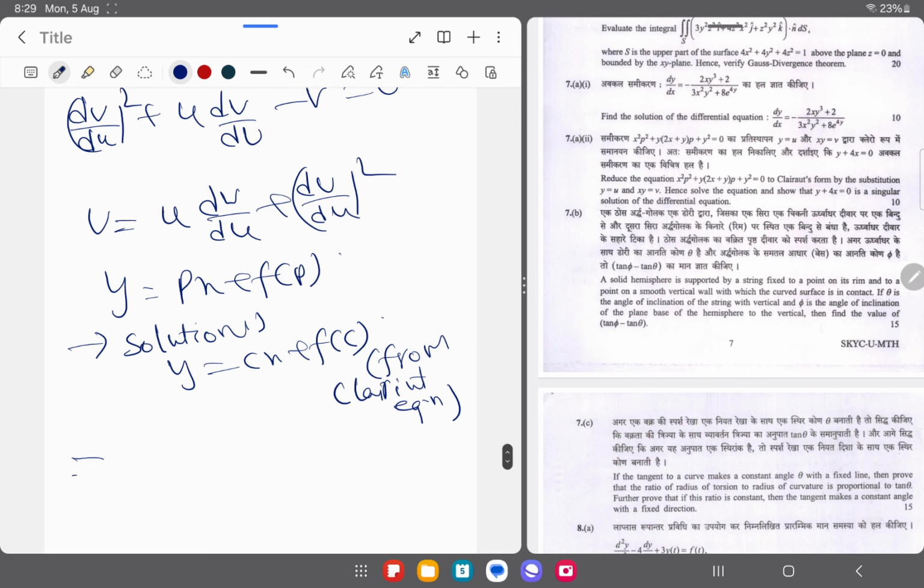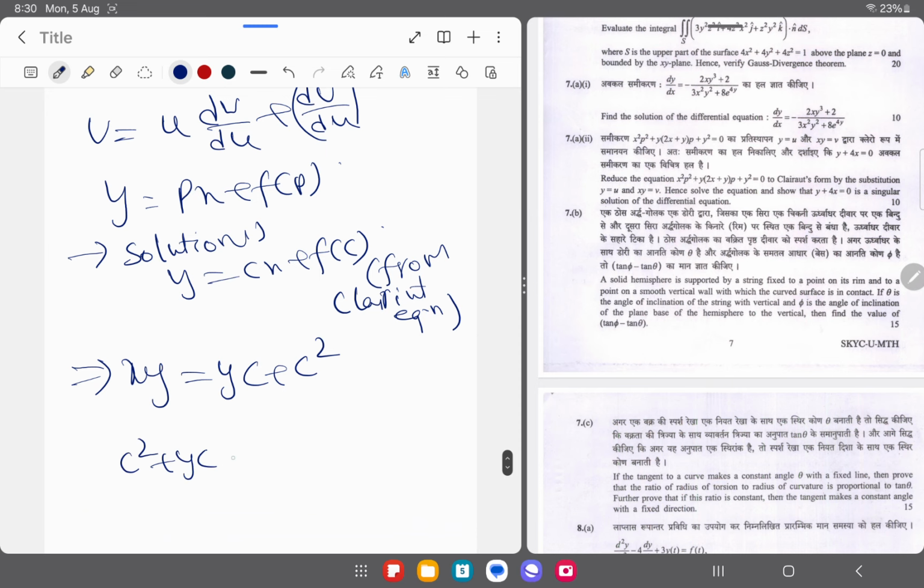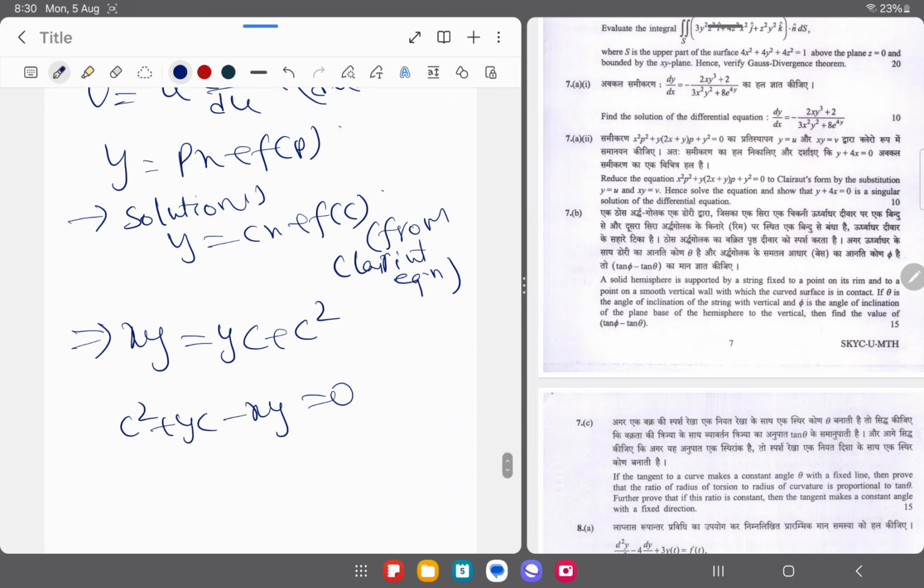So yeah, v means xy, right? U means y into c plus c square, right? So c square plus yc minus xy is equal to 0.